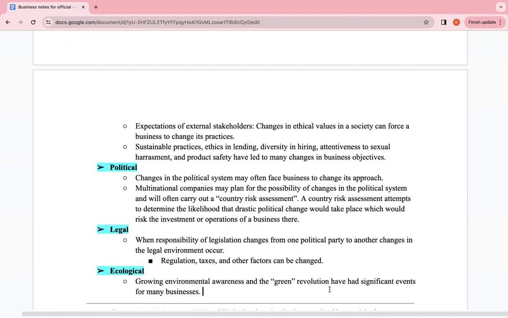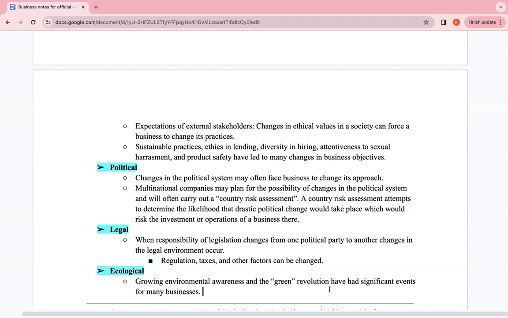Of course, we're going to be talking about this further in the syllabus if you're just starting out your IB journey. The risk assessment, and usually when businesses want to expand to new countries, they actually do a risk assessment, and this is actually very obvious in the decision trees. I think it was in the 2019 session. I don't know whether it was May or November. I'm guessing November, but this is just an example. A country risk assessment attempts to determine the likelihood that drastic political change would take place, which would risk investment or operations of a business there.